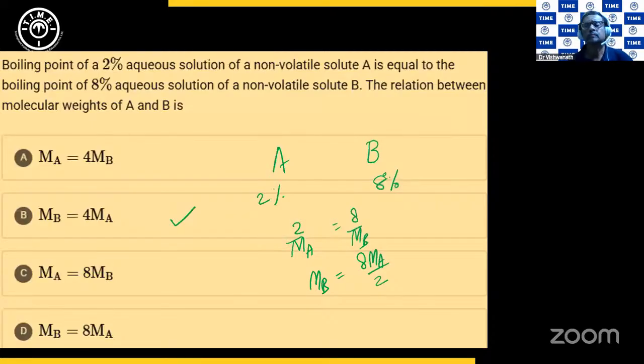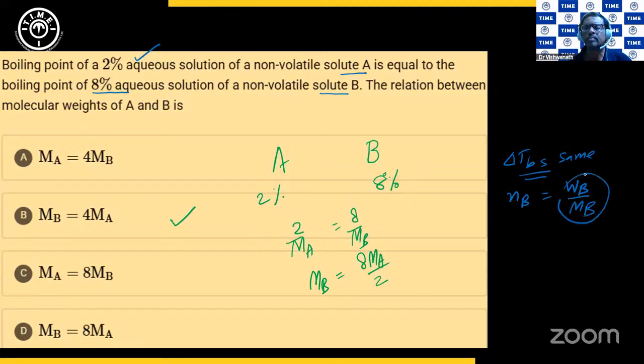Now in this, boiling point of a 2% aqueous solution of a non-volatile solute A is equal to the boiling point of a 8% aqueous solution of a non-volatile solute B. What is the relationship between their molar masses? See, when the boiling points are equal, it means that delta TBs were same. When delta TBs are same, the number of moles are same, nBs are same. When nBs are same, it means that WB by MB is the same for both the cases.